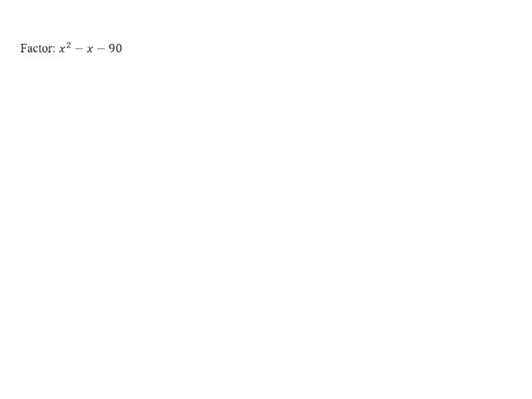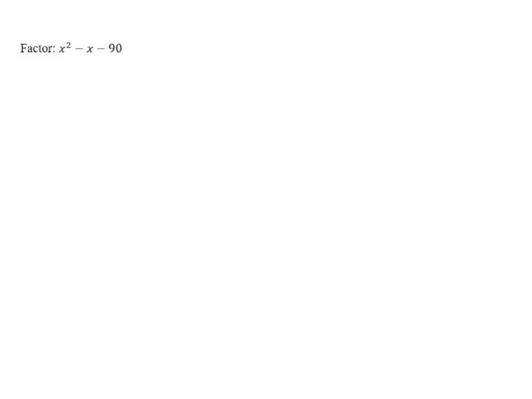Factor x squared minus x minus 90. As per usual, we start by looking for a greatest common factor to pull out, but in this problem there isn't one. X squared and negative 90 don't have anything in common except 1, and pulling out 1 doesn't help.